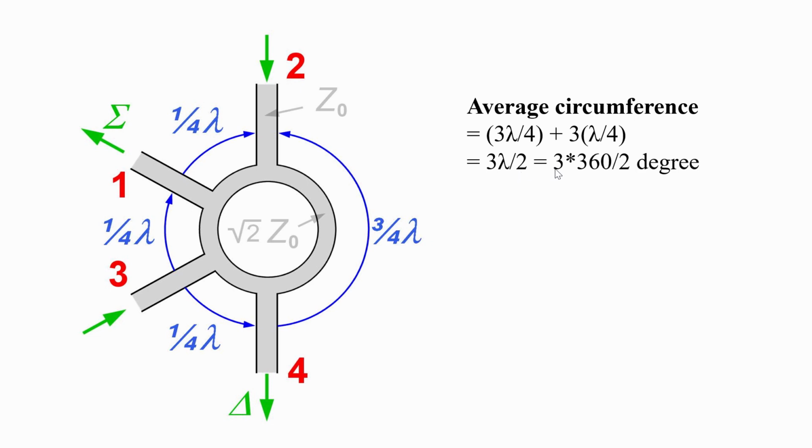And in terms of its electrical length, we have to just replace lambda by 360 degree or 2 pi, and we can find out that it is equal to 3 into 360 by 2 degree, which is equal to 540 degree. So when we calculate the length of this inner circle, we have to take electrical length as 540 degree. Apart from that, the width of this line will depend upon the characteristic impedance, and the characteristic impedance is root 2 Z0. For all other connecting lines, the characteristic impedance will be Z0.